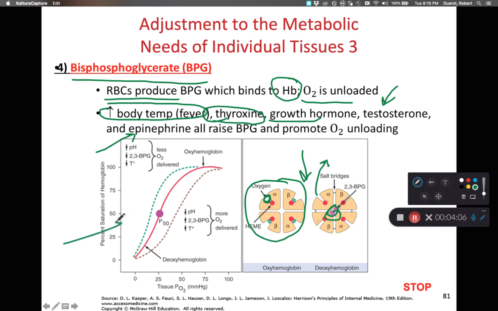So here's a figure that brings it all together. If blood pH goes down, bisphosphoglycerate goes up, and temperature goes up, we deliver more oxygen to the tissues. And then up here, if pH goes up, body temperature goes down, and bisphosphoglycerate goes down, we have less oxygen going to the bloodstream. So this is kind of a complicated topic, so I'm sticking to just 3 slides for this recording.